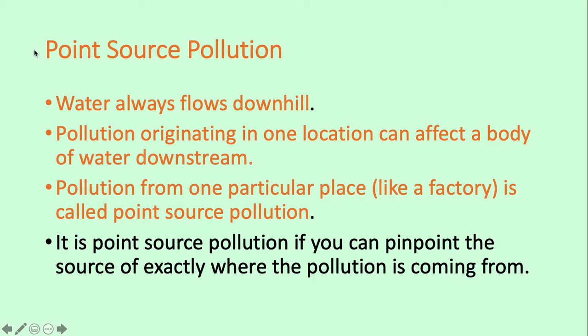Point source pollution. Water always flows downhill. Pollution originating in one location can affect a body of water downstream. Pollution from one particular place, like a factory, is called point source pollution. It is point source pollution if you can pinpoint the source of exactly where the pollution is coming from.